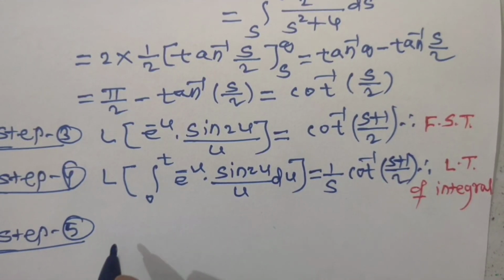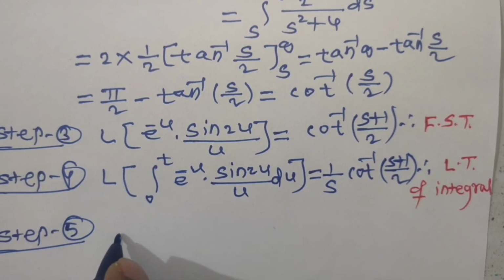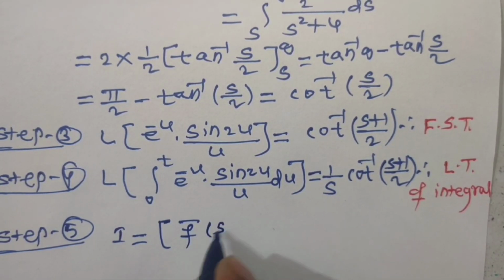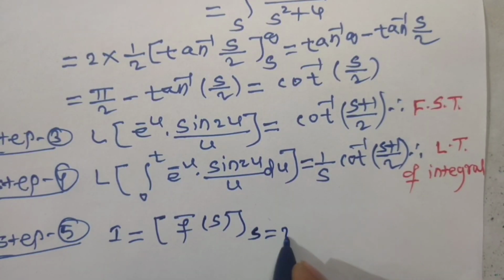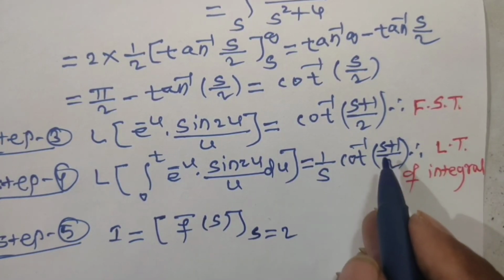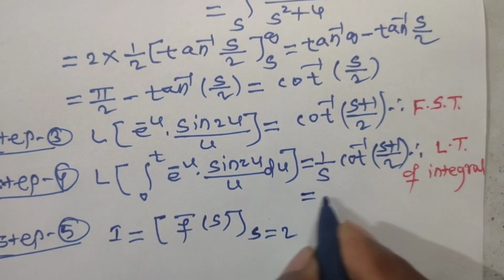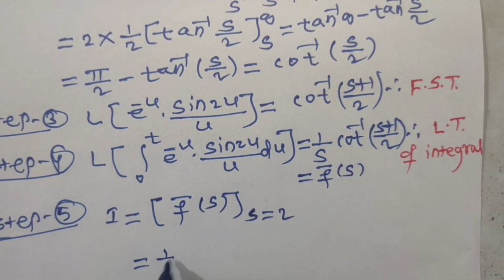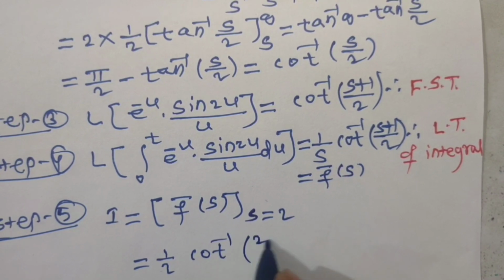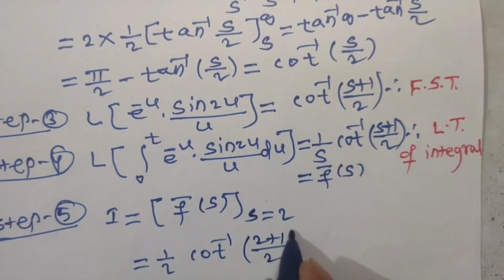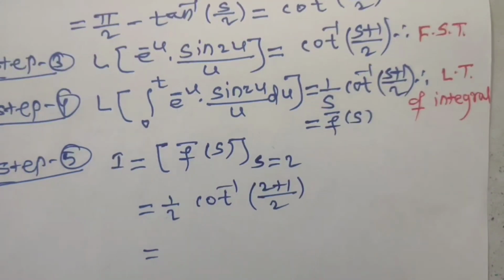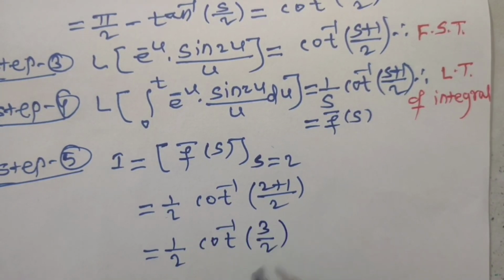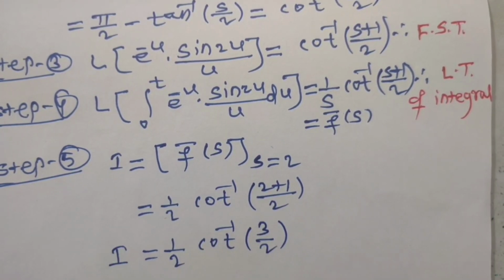Next, step number 5. In step number 5, we have to find out value of integral I. I is equal to f bar of s replacing s by 2. And f bar of s is what? This one. This is f bar of s, suppose. So replace s by 2 here. 1 upon 2 cot inverse 2 plus 1 divided by 2. So this is equal to 1 upon 2 cot inverse 3 upon 2, and this is value of given integral, which is answer.